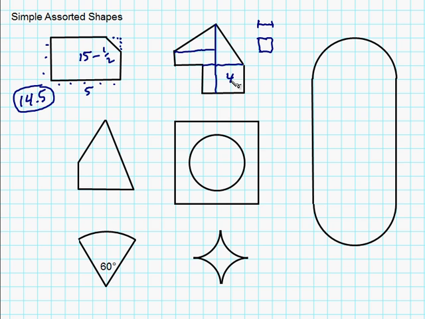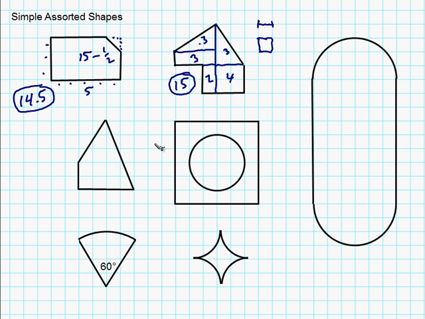So here's 4, here's 2, here's 3. This is 1, 2, 3, 4, 5, 6 divided by 2 is 3. So it's 3 times 2 is 6 divided by 2. And this one is 2 times 3 is 6 divided by 2. So 3, 6, 9, and 4 and 2, 6. 9 and 6 is 15.